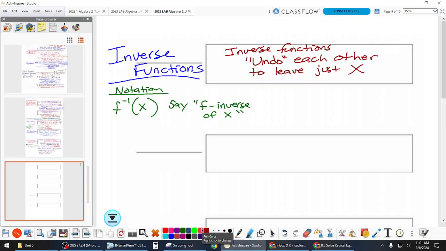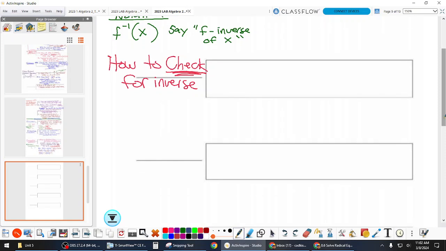So we know inverse functions undo each other. We now know how to show an inverse. Let's write it this way. Underline check for inverse. So how do we check if two functions are inverses of each other?